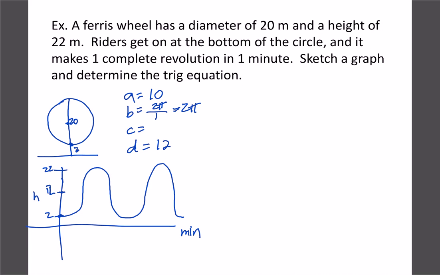And that's it. So all we got to do now is figure out our C value. So we've got our y equals 10 sine 2 pi, time, or x, whatever we want to call it, plus or minus something, plus 12 for our d. So the only real trick with these is usually finding the C value. So what we want to do is use the graph to help us figure this out. So you can see that we were at 2 meters to start with at the bottom at time 0. At 22 meters we're at the peak.